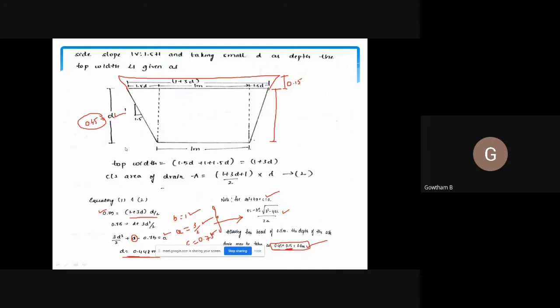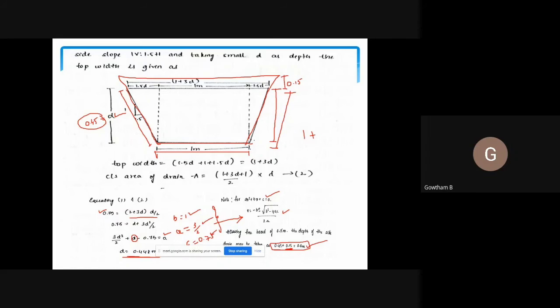Wetted perimeter means, as I said, this red line I had written is an extra board where water generally won't be there. We have to consider the length of this section, this section, and this section. We know that the bottom wetted perimeter is 1 meter plus the length of this side and this side.